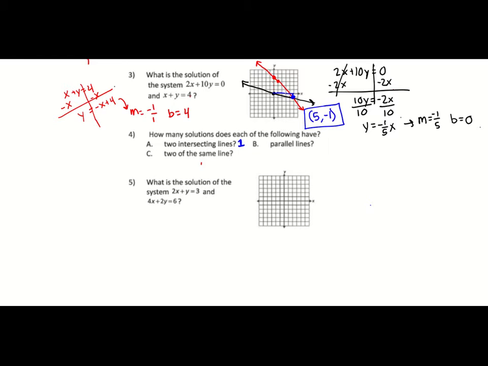How many solutions does each of the following have for parallel lines? Well, remember parallel lines are lines that look like this. They go alongside each other and they never touch. This means parallel lines have no solutions because they do not intersect.